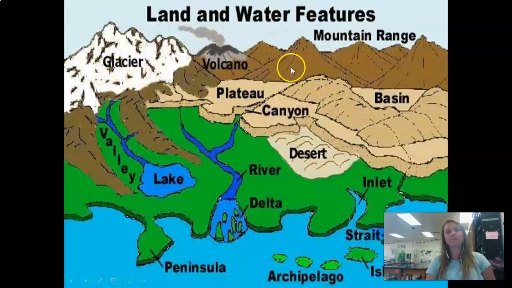Obviously high elevations are going to be up here in our mountains and volcanic type of regions. And then we move down to our plateaus and basins, and then into the deserts. And then along with that, we can have our much more shallow type areas with our river deltas, our lakes, our valleys, and then even when we get into our hydrous regions with our inlets, our straits, peninsulas, all these different types of features that we will discuss.